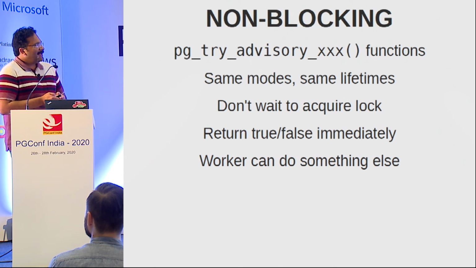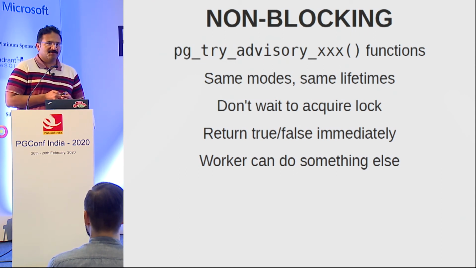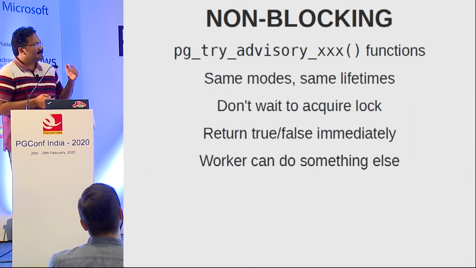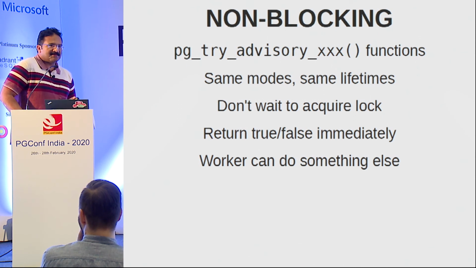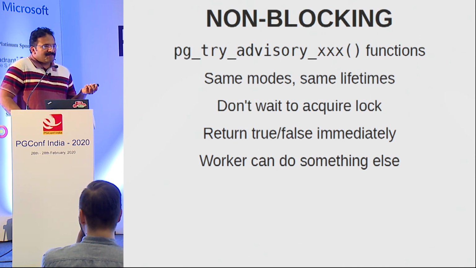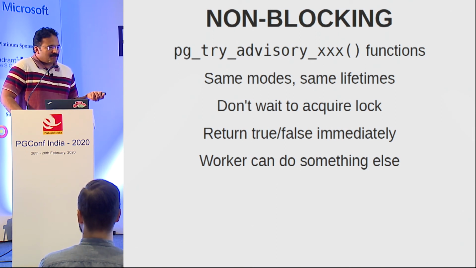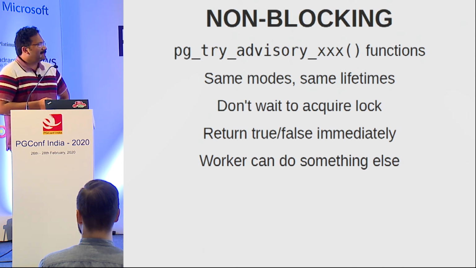Also, as I mentioned, there's a NOWAIT keyword that you can provide to LOCK TABLE in order to not wait for the lock if it isn't immediately available. Advisory locks have an equivalent called pg_try_advisory_lock and so on, which work just the same way. It's just that they don't wait if the lock is unavailable. They just return true if they could acquire the lock and false otherwise. So your application can try to acquire a lock, and if it fails, rather than sleeping, it can go on to do something else. It's just convenience.